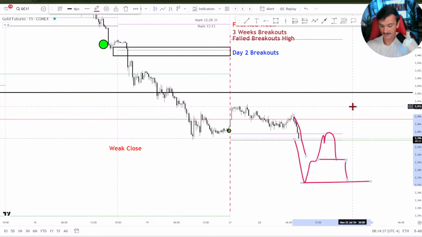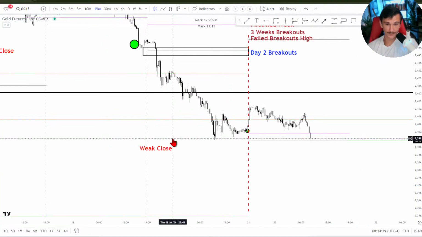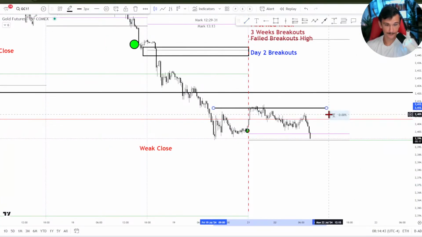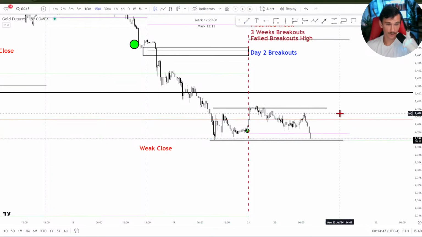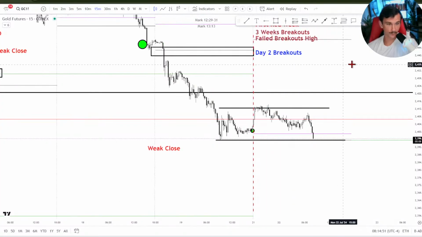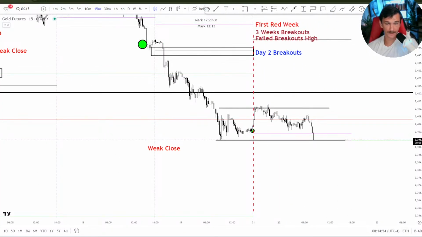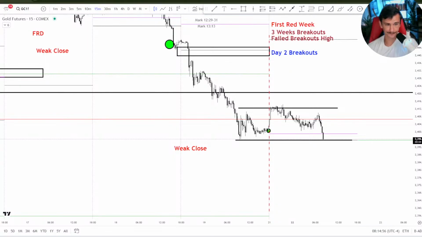Okay. Day two breakouts. We've had a weak close. You can kind of see the little rectangle it's formed. And if you couldn't, there it is. Checking y'all's comments. Once I get through the analysis, I'll go back to your comments and see what y'all are saying. Okay, this is gold.